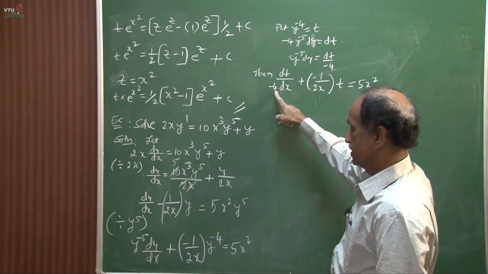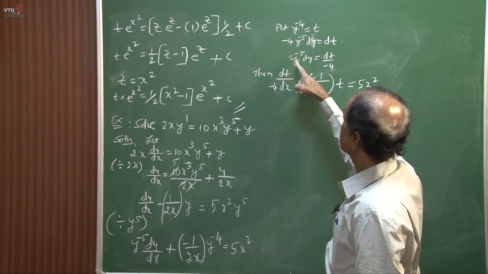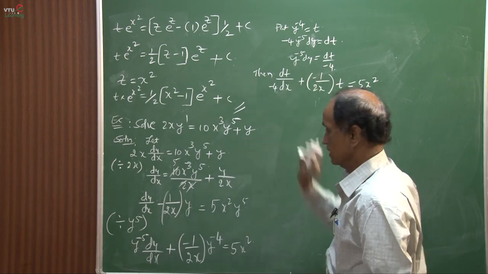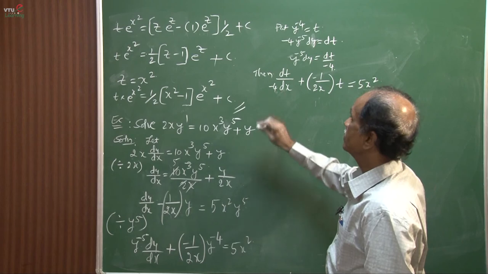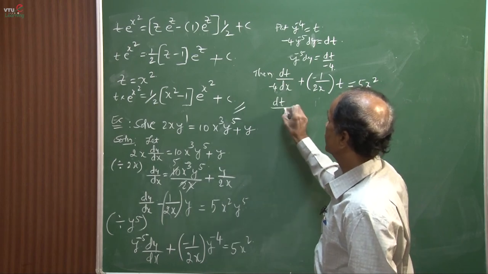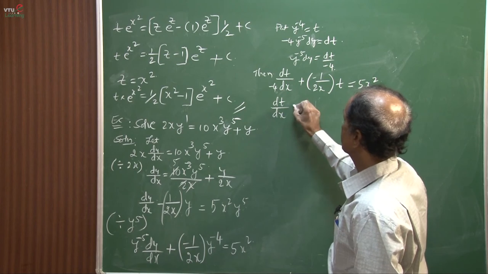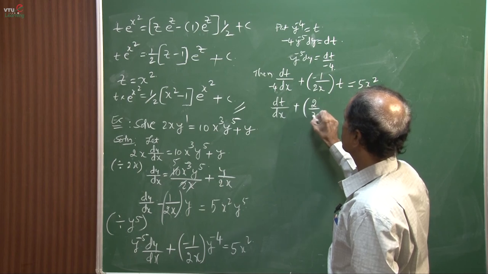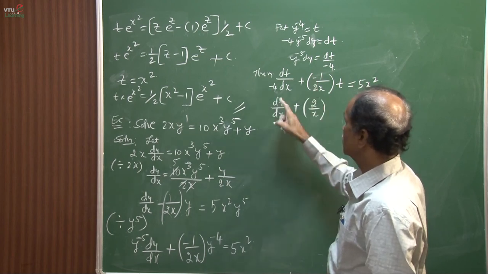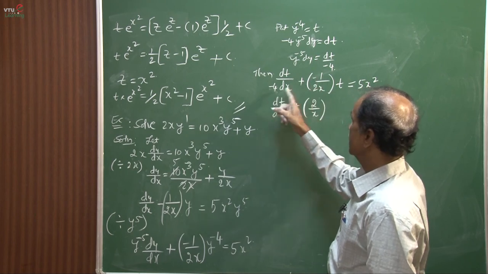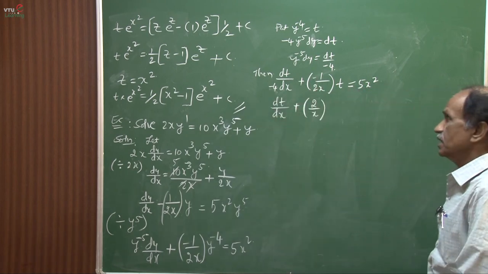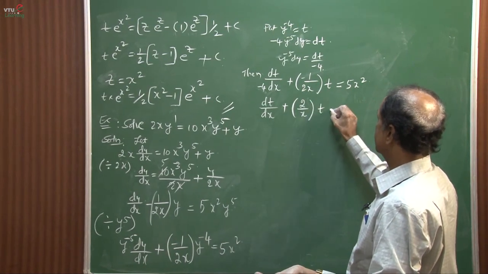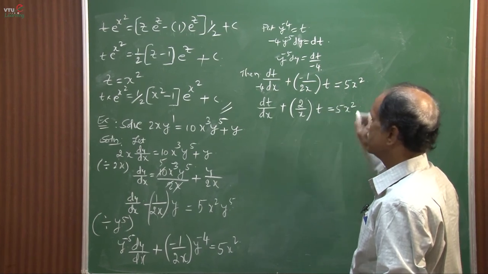Now you remove this minus 4. This is y to the power minus 5 dy is equal to dt by minus 4, that term remains here. Now we must make it free from this constant: dt divided by dx, plus, multiplying by 4, that becomes 2 divided by x, minus minus will go and 4 will come to the numerator, and 4 divided by 2 gives 2, multiplied by t, is equal to 5 times x square.